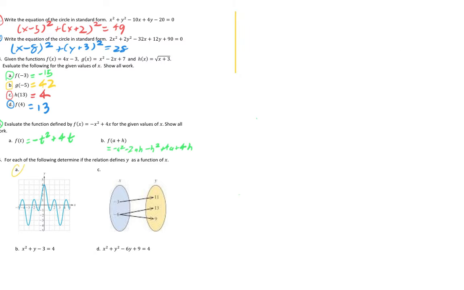Okay, so we're going to look at 15a here first. We're going to determine if each of the following relations defines y as a function of x. So for this one, we're given a graph. So I'm going to take this straight line that I made and drag it across, do a vertical line test here, and we can see that no one x value has two y values. So that makes it a function.